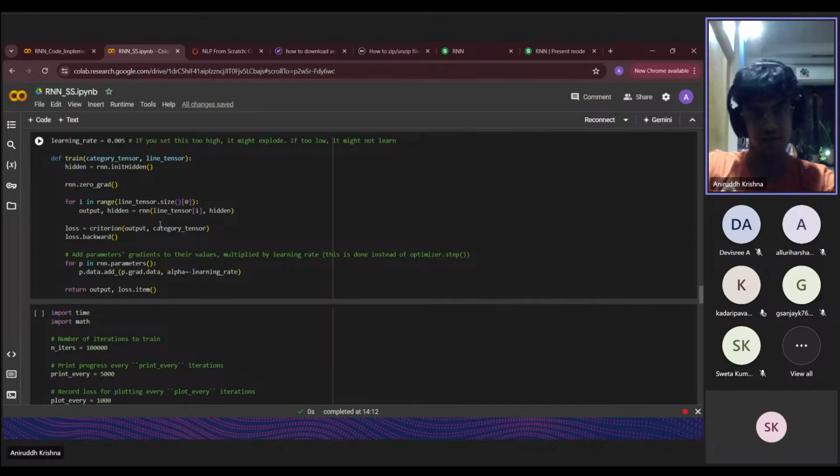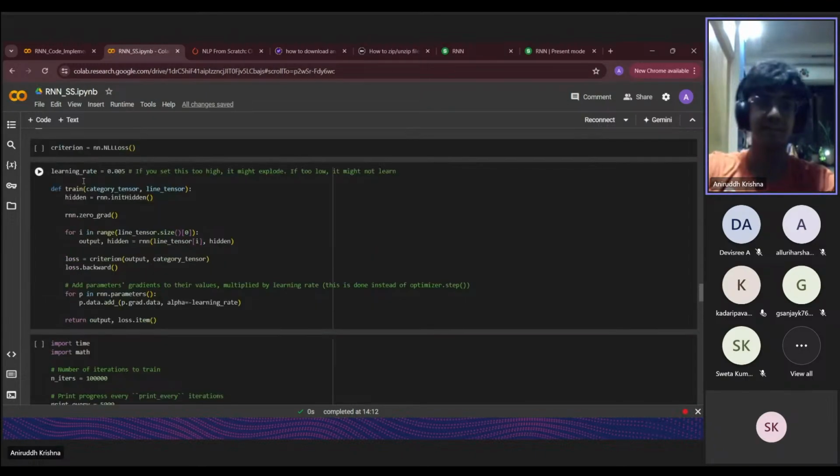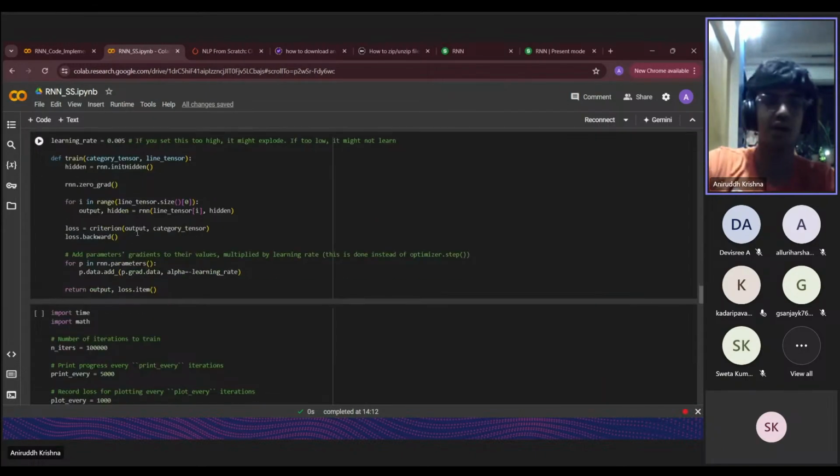And this will be for the input, which is any one letter of the line tensor, and the previous hidden state. Now the loss would be just the criterion that we have defined, and I'll be putting in the output and the target output, the category tensor, the actual name and the predicted name. And I will be finding what the loss is and how I have to optimize it accordingly. And then this is just the backward pass that we do, back propagation. This would help us in optimizing our model.